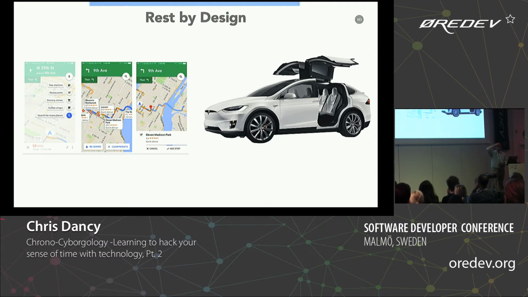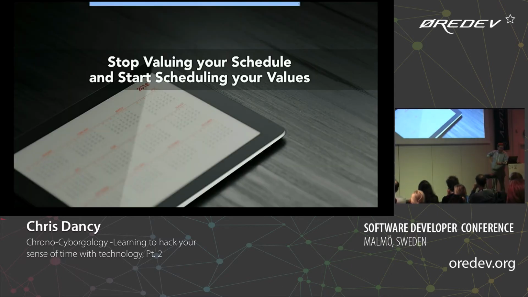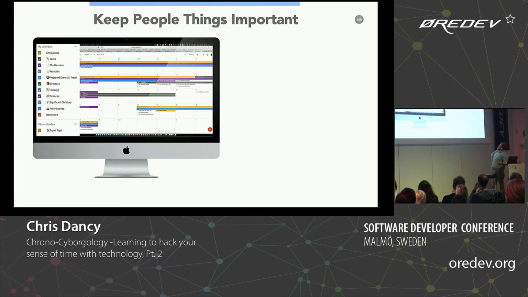So again, if you really want to slow down your life, get something that can't go forever. Now when I get in my car, I know I have to take a break every couple hundred miles. Because my car is Bluetooth and my devices remind me as soon as I get in my car and it connects, I'm being told something specific to do in the car. And it really comes down to what I said yesterday, this idea of stop valuing your schedule and start scheduling your values. We'll end with this section, which is about keeping people, things important.